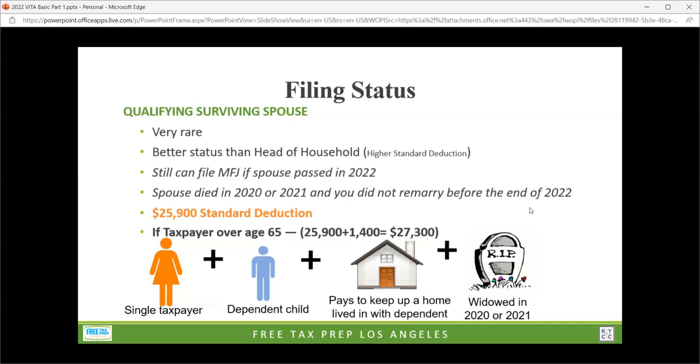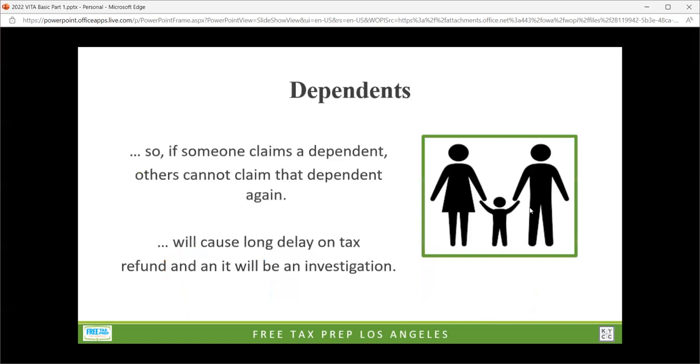So remember, for filing status as a qualifying surviving spouse, you need to be a single taxpayer. You need to have a dependent child. You need to pay more than half of the expenses of the home you live in with your dependent. And you need to be widowed in 2020 or 2021. So we need to have all these four requirements in order for that taxpayer to qualify as a surviving spouse.